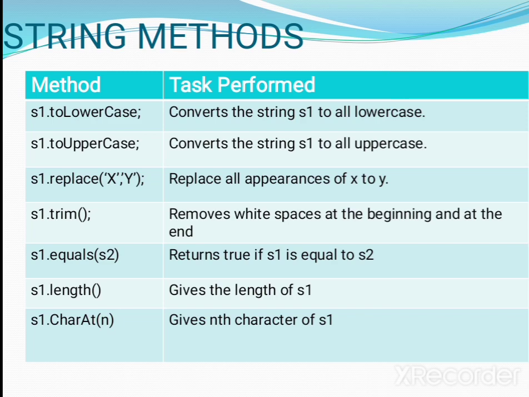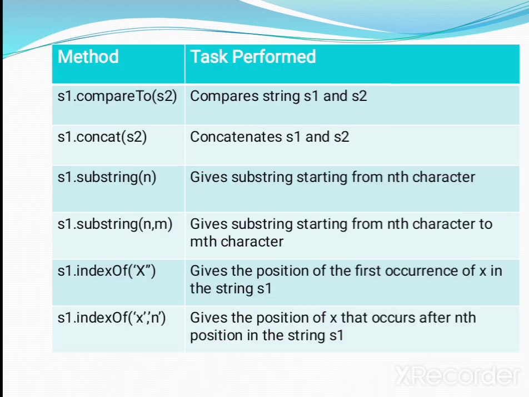S1.equals(S2) returns true if S1 is equal to S2. S1.length() gives the length of S1. S1.charAt(n) gives the nth character of S1. S1.compareTo(S2) compares strings S1 and S2. S1.concat(S2) concatenates S1 and S2. S1.substring(n) gives a substring starting from the nth character. S1.substring(n, m) gives a substring starting from the nth character to the mth character.